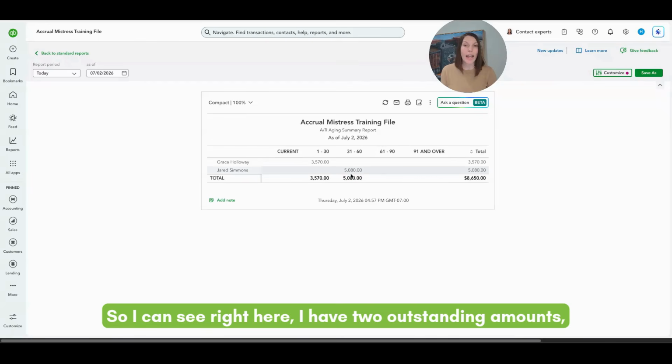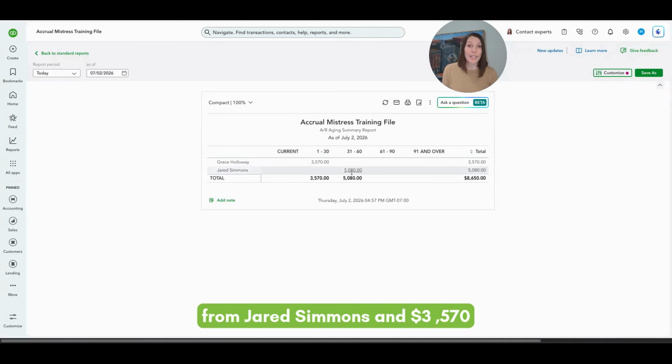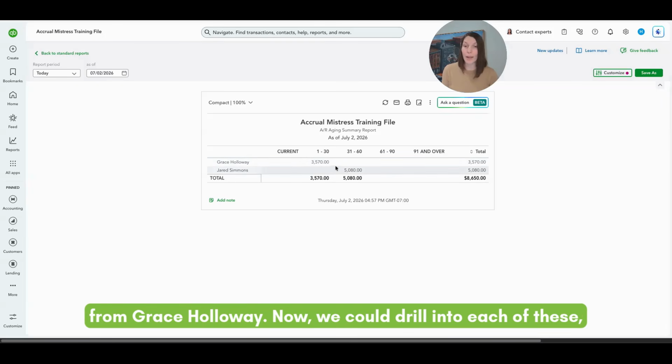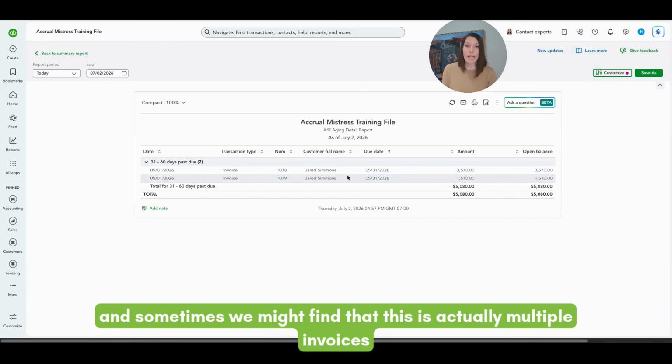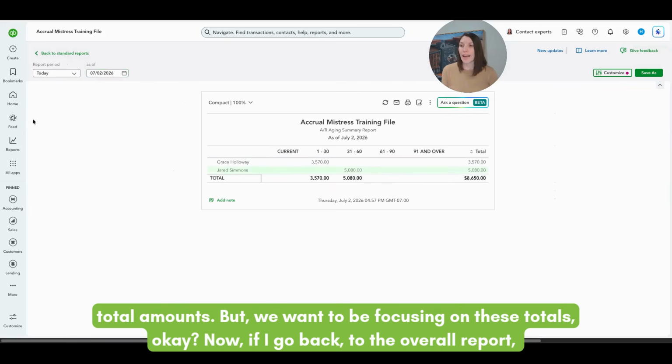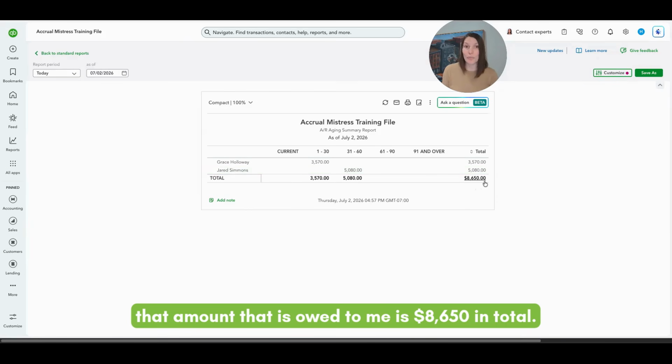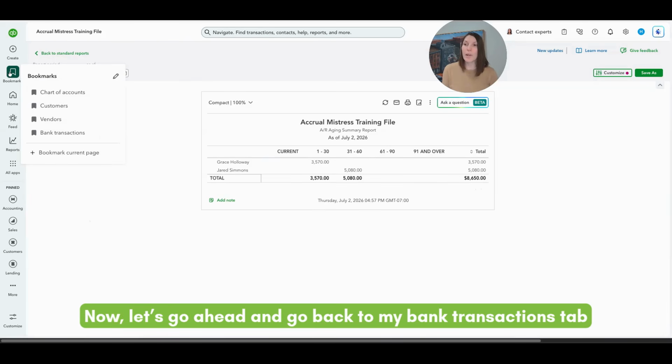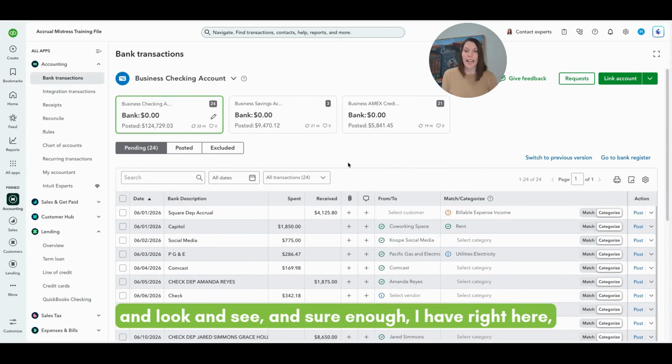So I can see right here, I have two outstanding amounts, $5,080 from Jared Simmons and $3,570 from Grace Holloway. Now, we could drill into each of these, and sometimes we might find that this is actually multiple invoices that are making up these total amounts. But we want to be focusing on these totals, okay? Now, if I go back to the overall report, that amount that is owed to me is $8,650 in total. Now, let's go ahead and go back to my Bank Transactions tab and look and see.